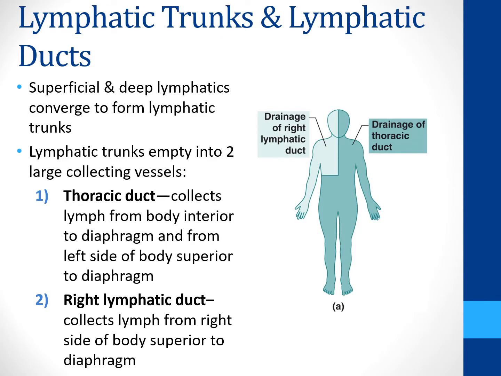And then those larger lymphatic collecting vessels are going to converge to form lymphatic trunks. The trunks empty into two of the largest collecting vessels, the thoracic duct and the right lymphatic duct. The thoracic duct, as you can see in this darker green, collects lymph from the diaphragm, everything below the diaphragm, and from the left side of the body above the diaphragm, so it's much larger. And then the right lymphatic duct collects lymph from the right side of the body superior to the diaphragm.